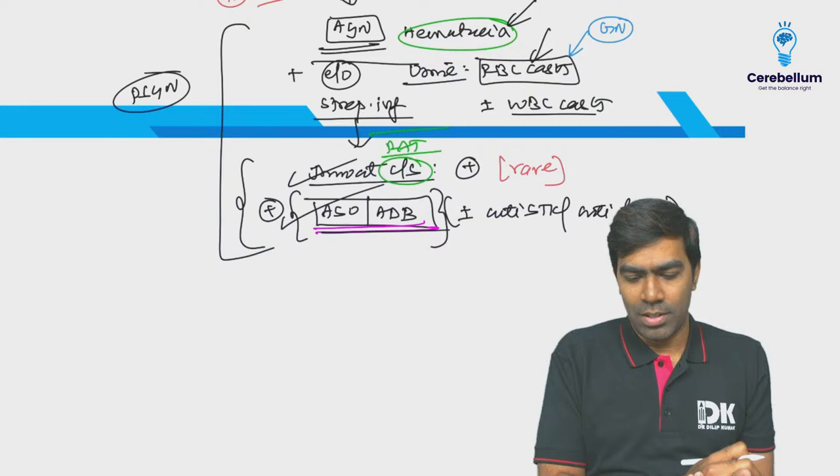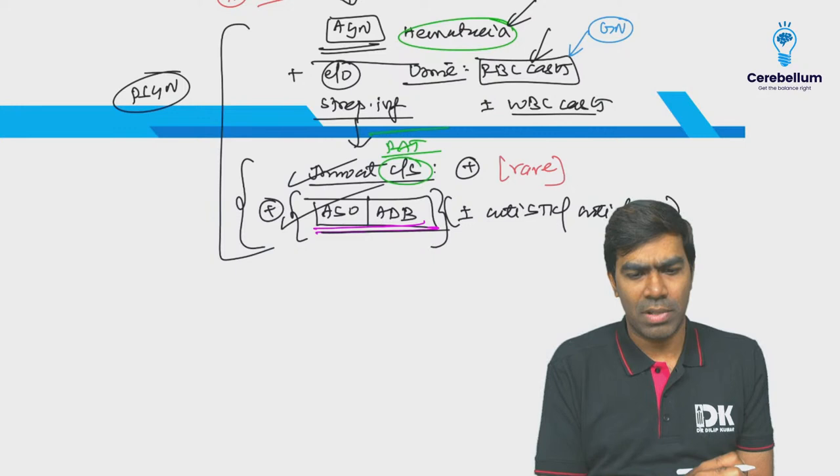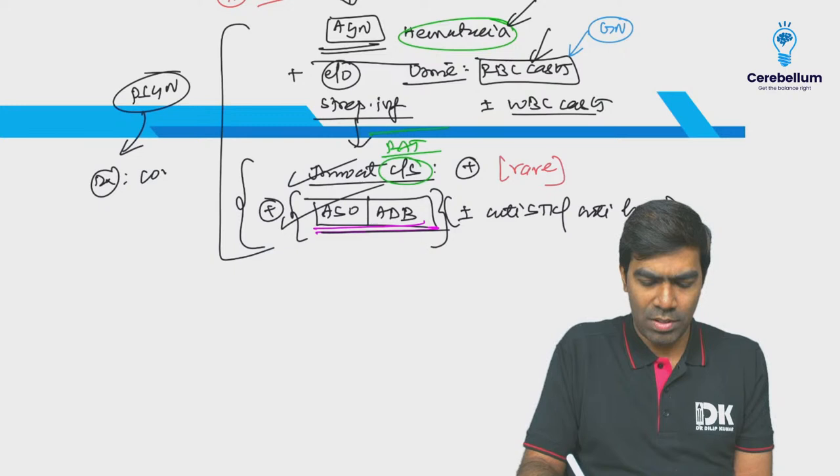Biopsy is not required, technically speaking. Because it's a clinical diagnosis, look at the evidence of glomerulonephritis and prove that it's because of streptococcal infection. It's PSGN, that's all. You just start treating. What is treatment? Conservative treatment.